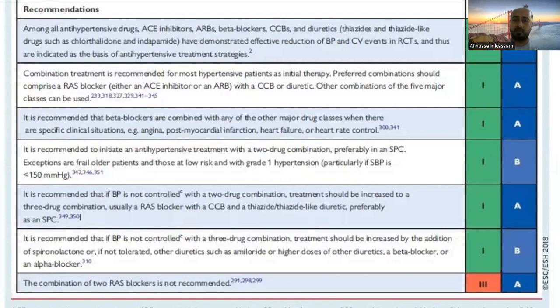There is a lot we can talk about in hypertension. This is just the tip of the iceberg, but it's great to start with in terms of managing hypertension. I wish you all the best of luck. Thank you.